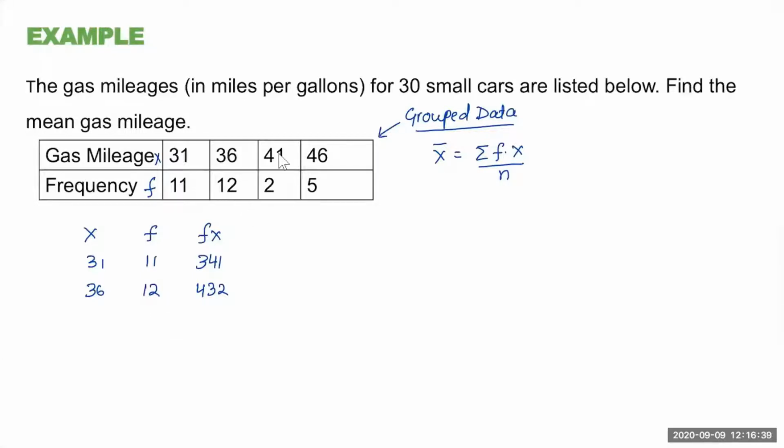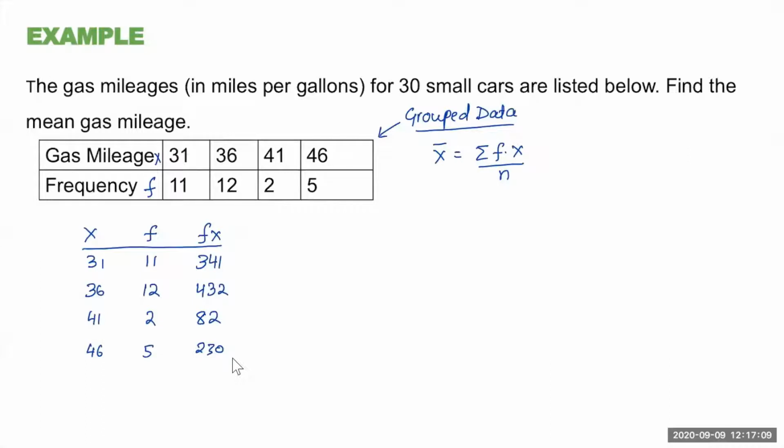Next is 41 with frequency 2. If you multiply, 41 times 2 is 82. Next is 46 and 5. If you multiply, 46 times 5 is 230. So we were able to find all f times x over here.